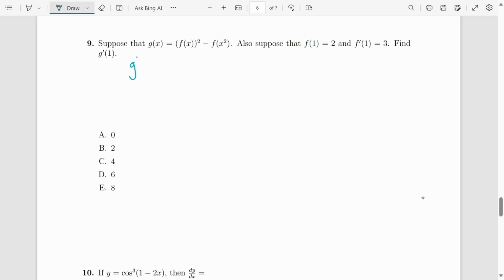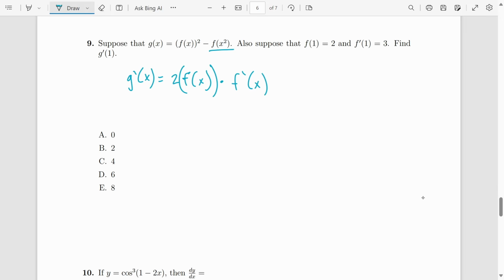So g prime of x equals the derivative of this. It looks like it's two terms being subtracted, so we can take the derivative of each of them separately. Starting with the left one, we can do power rule here, bring the 2 out front. So this is 2 times f of x, that's the inside part, right? Then the power is now just 1 because 2 minus 1 is 1. But we do have to do chain rule. We have to multiply by the derivative of the inside, which is f of x, so we multiply by f prime of x. So that's that left term there.